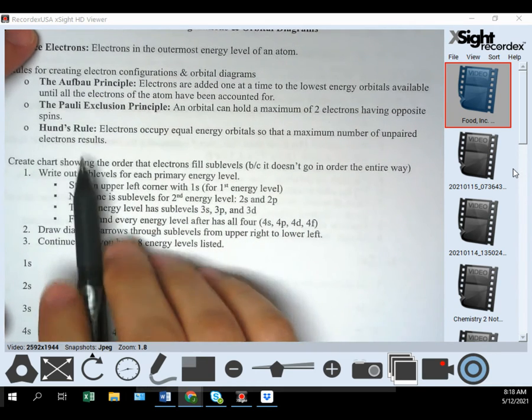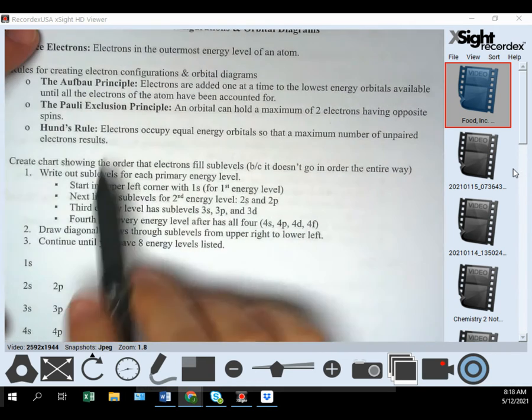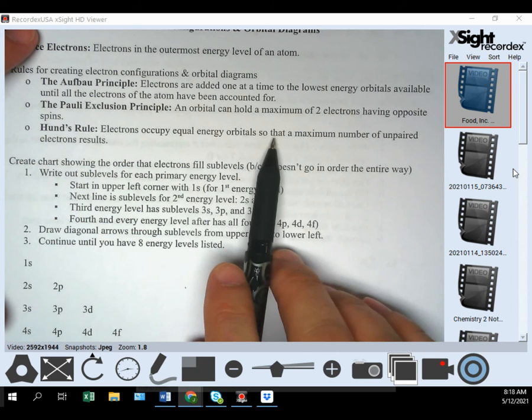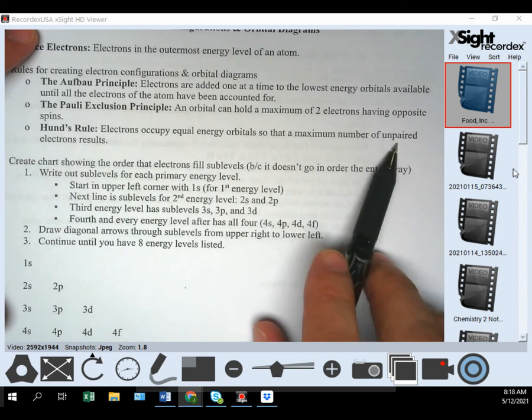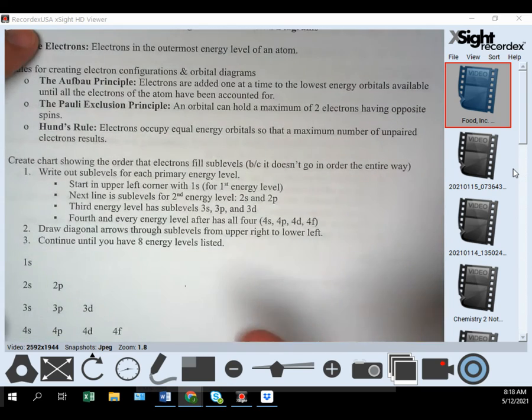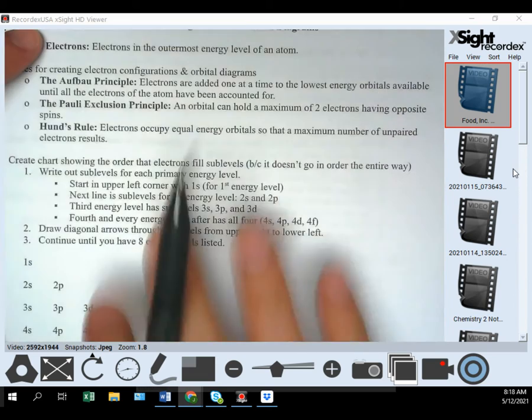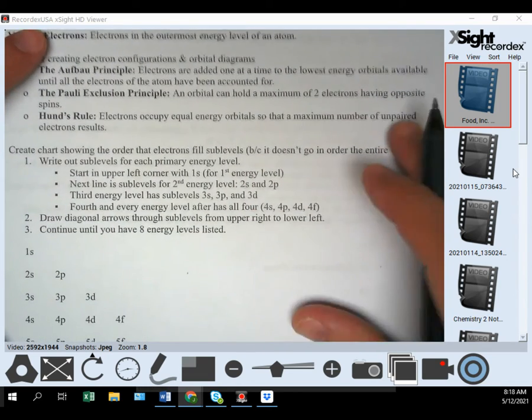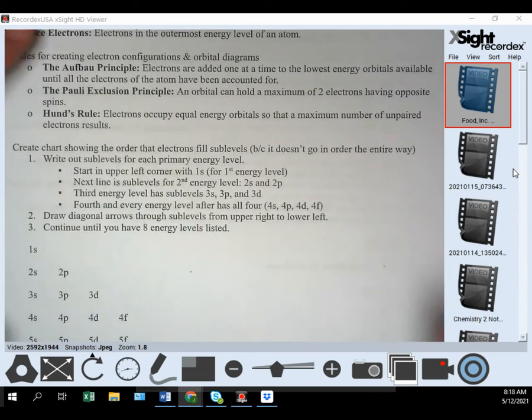And then the third one is Hund's rule. Electrons occupy equal energy orbitals so that a maximum number of unpaired electrons results. Now that's not going to make a whole bunch of sense until we start doing this, but I'll go back to it and show you guys.